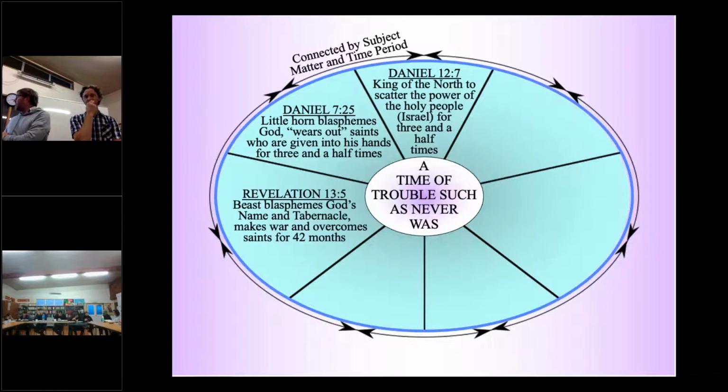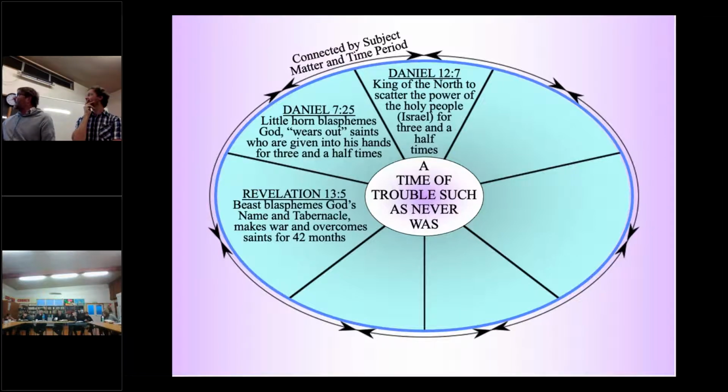Now you'll notice the language is exact. Wears out the saints, blasphemes, and it's given to his hands to wear out the saints for 42 months. This beast, which combines all four beasts of Daniel chapter 7, blasphemes God, his name and temple, and makes war and overcomes the saints for 42 months. So now we're getting quite specific with the time period, aren't we? Now we're starting to say, okay, is this the same time period?